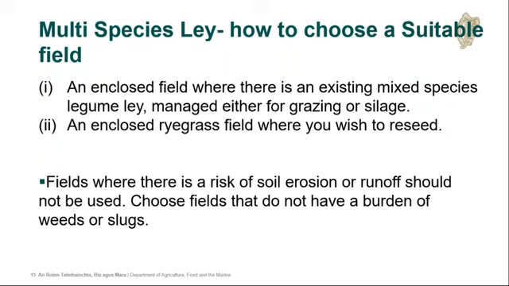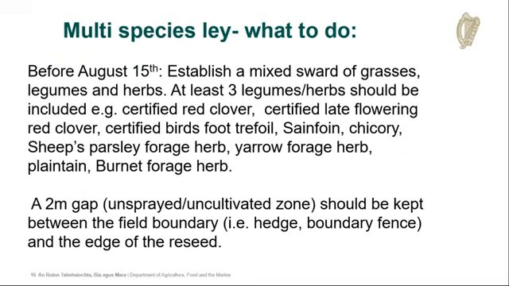To advise farmers where to put them, they're not to be put where there's a risk of damage to water quality, which is a risk of runoff or soil erosion, and fields that have a heavy burden of weeds probably shouldn't be selected either, because it'd be difficult to address those problems afterwards once the crop is in place. What's the farmer got to do before August the 15th this year to establish the multi-species lay?